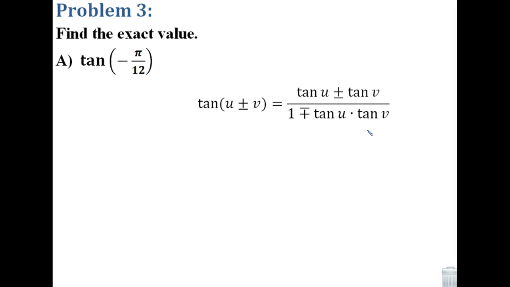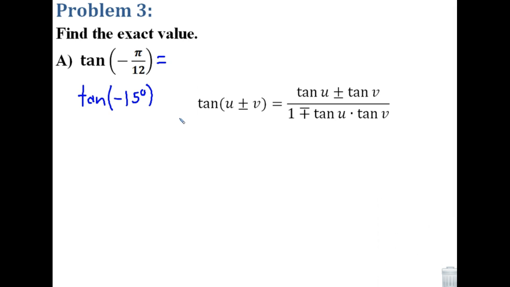Okay, so let's go through this. Similar problem to what we just did with sines and cosines. We want to figure out what the tangent of negative pi over 12 is. Now, that's the same thing as the tangent of negative 15 degrees. So we can convert that angle to degrees. We've already dealt with this one.